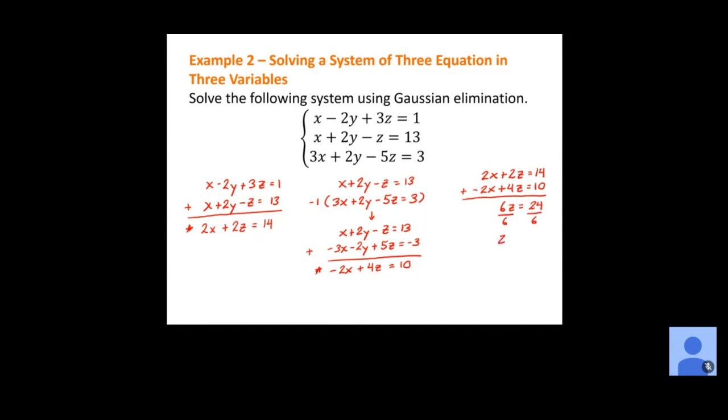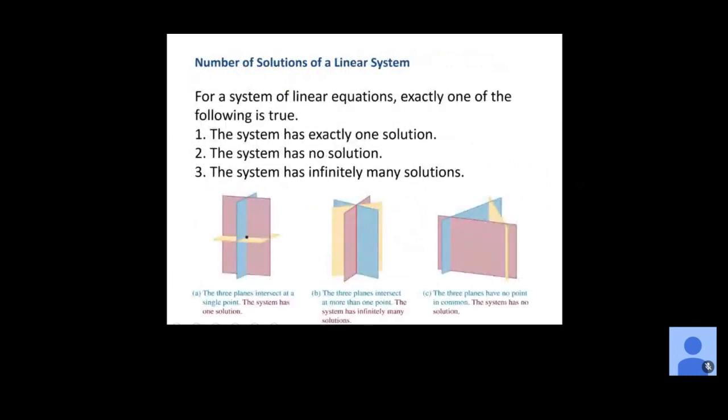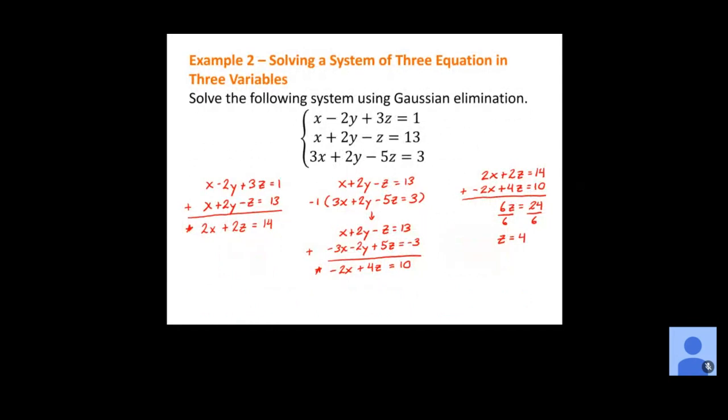So what's our z value going to be this time? Good. So z should be equal to 4. Okay. Now, once we've done that, what do you think we can do next?